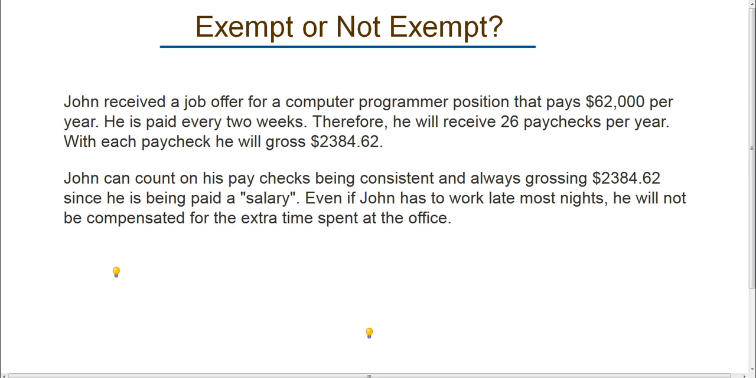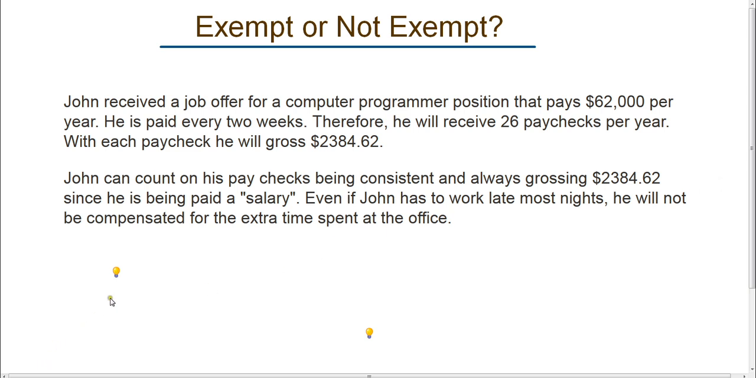$22,384.62. John knows that he can count on his paychecks being consistent and always grossing the same amount of money, and he was told that he's being paid a salary. John has to work late many nights, and he was told that even though he has to work late, he will not be compensated for that extra time spent at the office and any hours that he works over 40 hours. So, do you feel that John is exempt or not exempt from overtime pay?